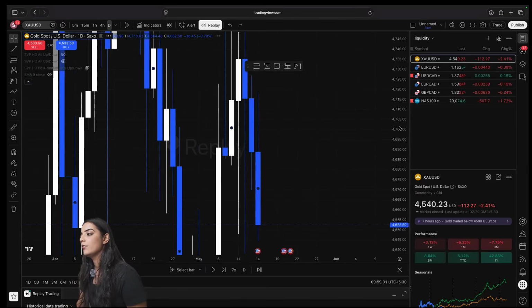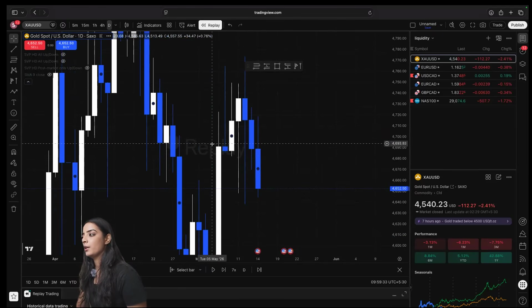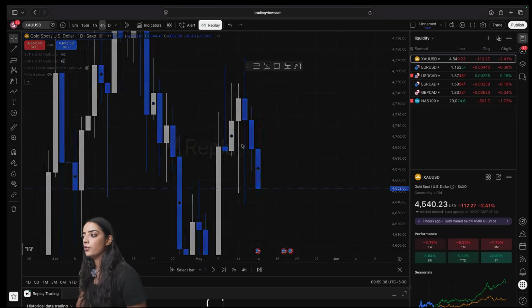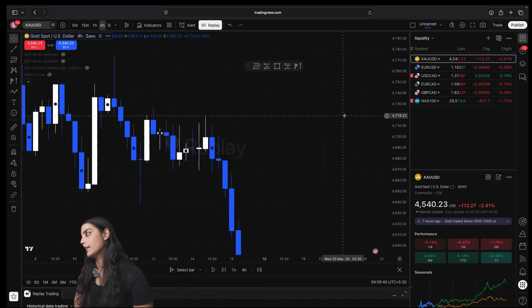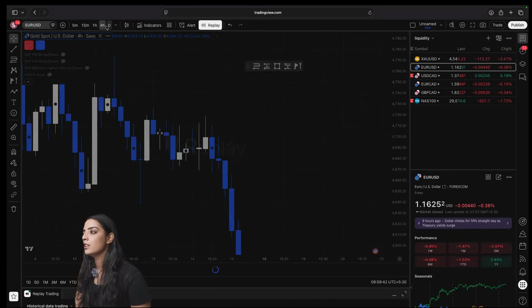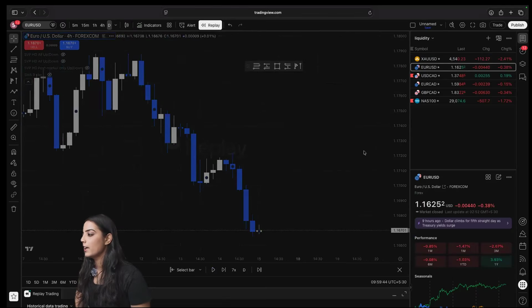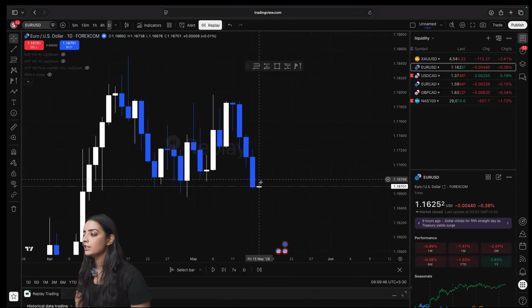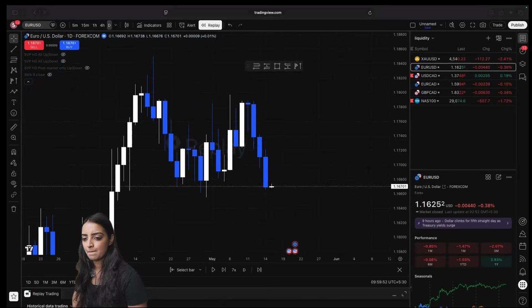So what did we see? We saw that the daily time frame is bullish and the 4-hour time frame is bearish. Let's go to Euro USD. Let's go to the daily time frame. First candle. A doubt? Yes. The daily time frame is bullish, you said, right?